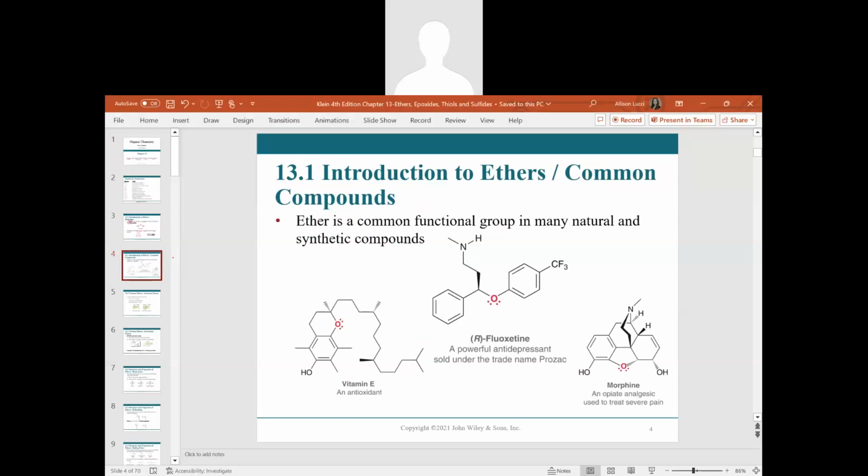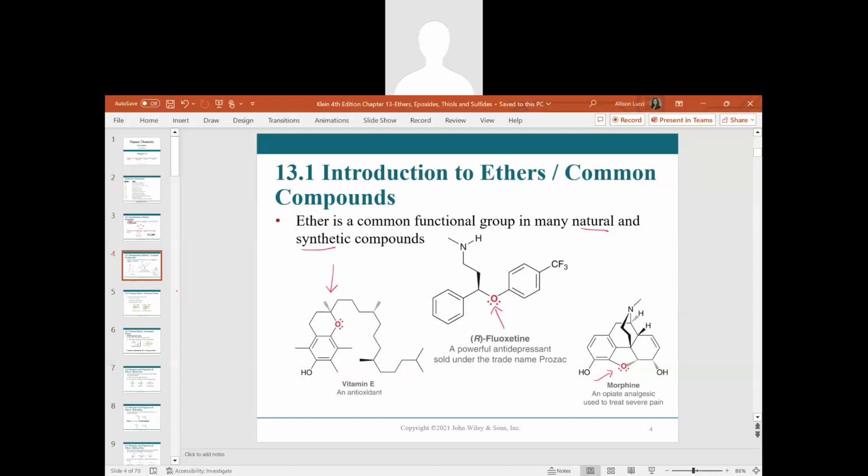So this ether functional group is very common in both natural and synthetic compounds. So we can see some examples of how ethers are displayed here. There's an ether in a vitamin E compound. Then we see here this medication, R-fluoxetine. This also has the ether functional group. And of course, we see down here morphine, the opiate analgesic, also has an ether functional group.